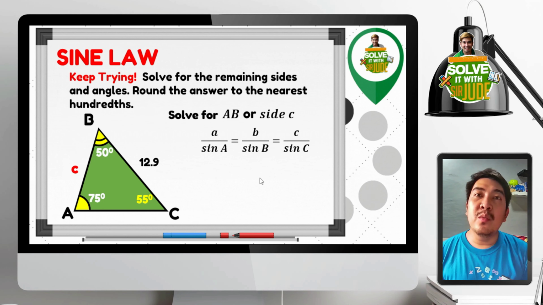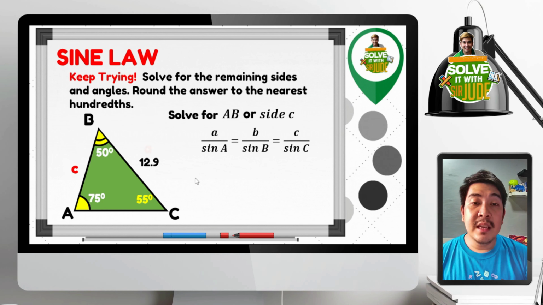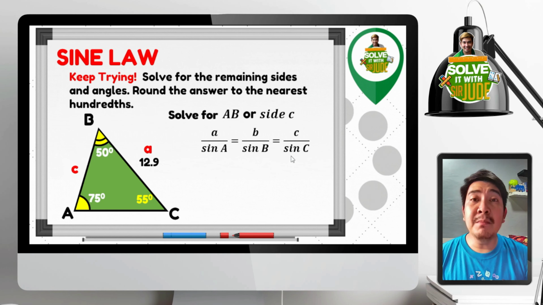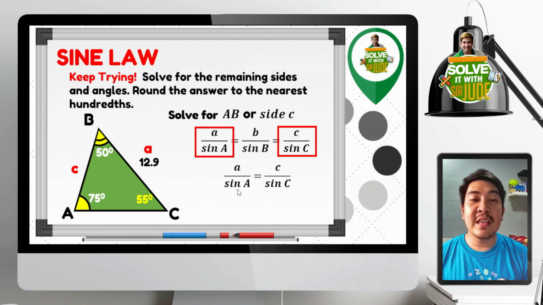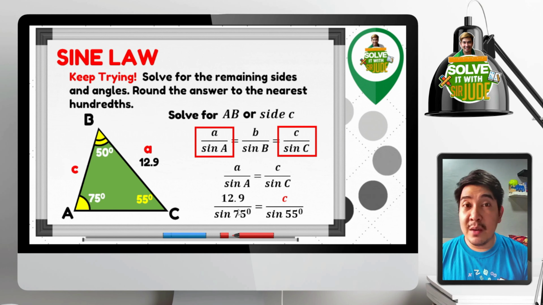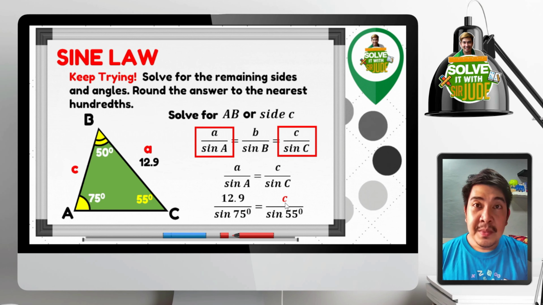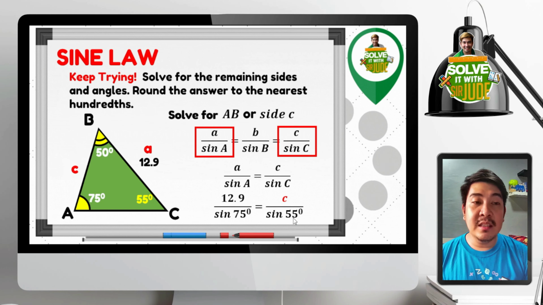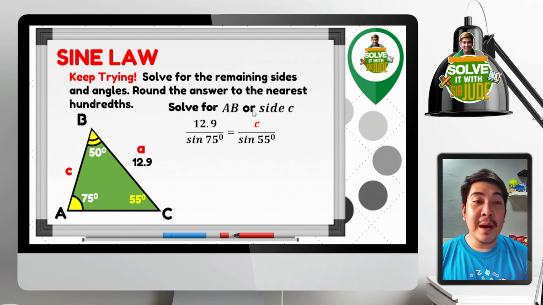So what equation are we going to use in order for us to solve for the measure of side C? Since we are given side A and side C, sa sine law, alin ba dyan yung may A at C? So these two. So therefore, i-equate lang natin sila. So we have A over sine A is equal to C over sine C. And then let us substitute the given. So A is 12.9 over sine of A, so that is 75 degrees, the measure of angle A, is equal to C, since ang hinahanap natin ay yung side AB or simply side C, over sine 55 degrees, since angle C is 55 degrees.